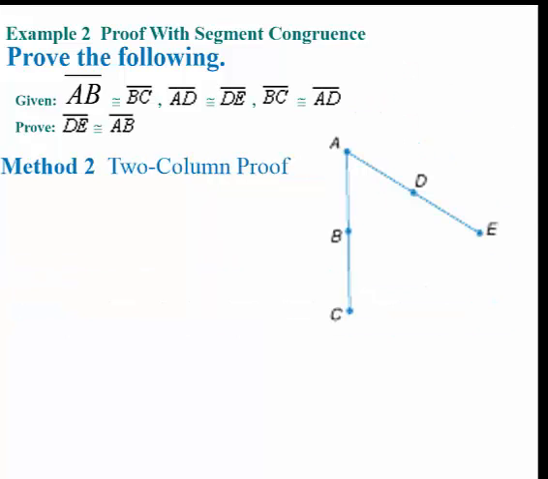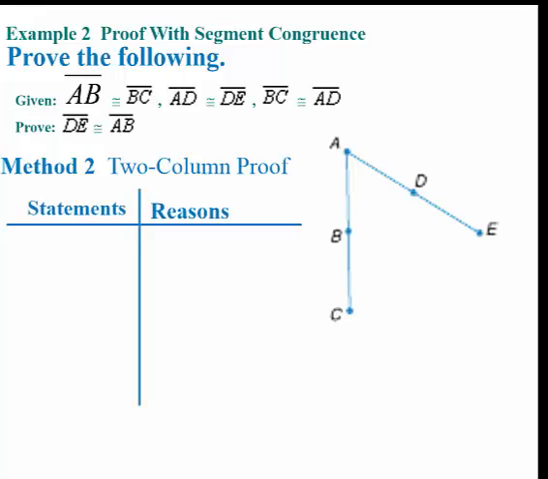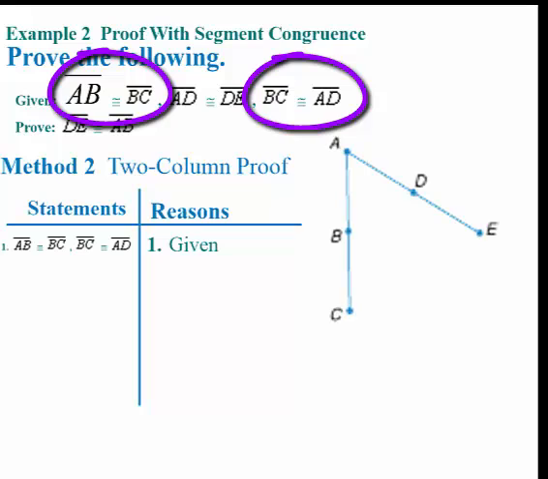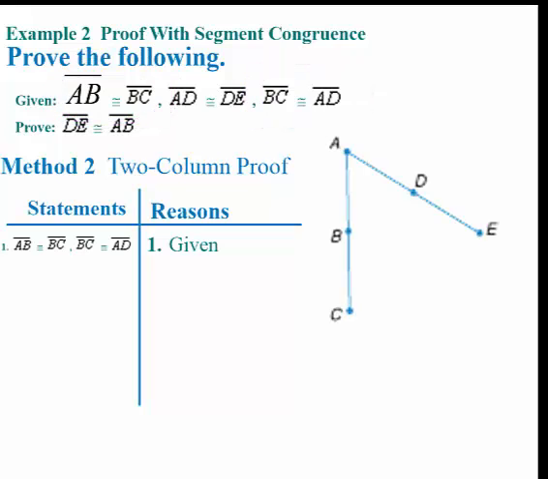2-column proof. So I'm going to do that next. The first thing I'm going to do is make my T-chart, statements and reasons. And this time I'm not going to use all the given information first. I'm just going to use two pieces. I'm going to use the first piece that they give me and the last piece. So they say that line segment AB is congruent to line segment BC and line segment BC is congruent to line segment AD, and that's given.